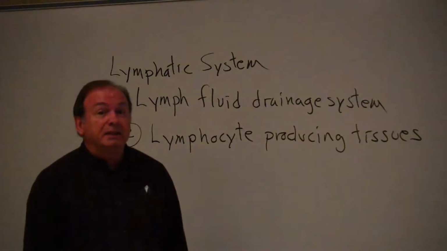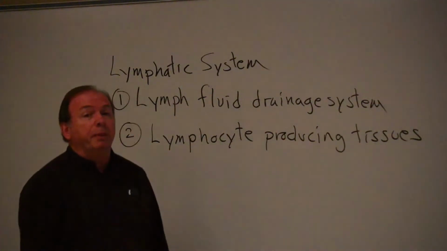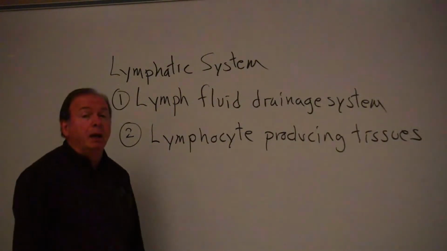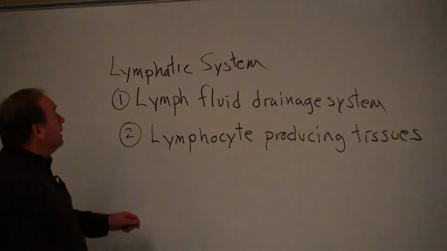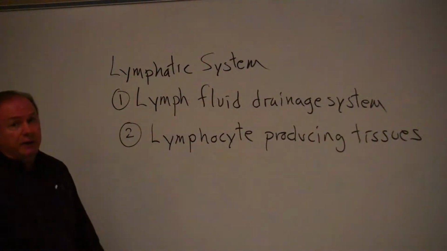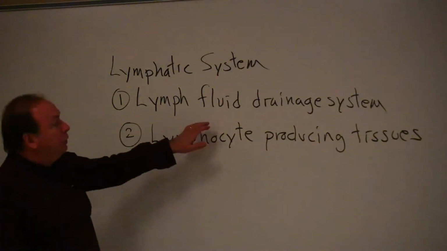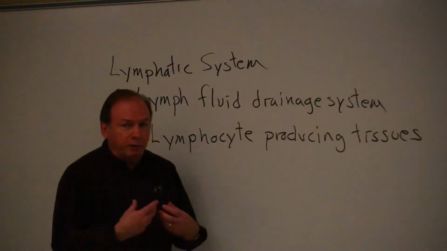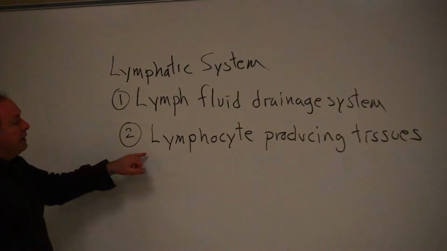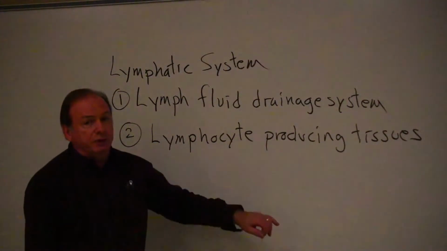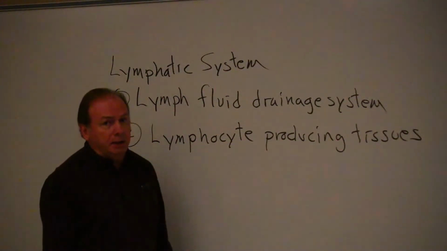We're going to begin this lesson with a review of where we've been on the lymphatic system. And one of the first things we talked about with the lymphatic system was that it consisted really of two major divisions. The first one being a lymph fluid drainage system that drains lymph fluid from your interstitial tissues, and then the second being a group of organs and tissues that produce lymphocytes in the body.